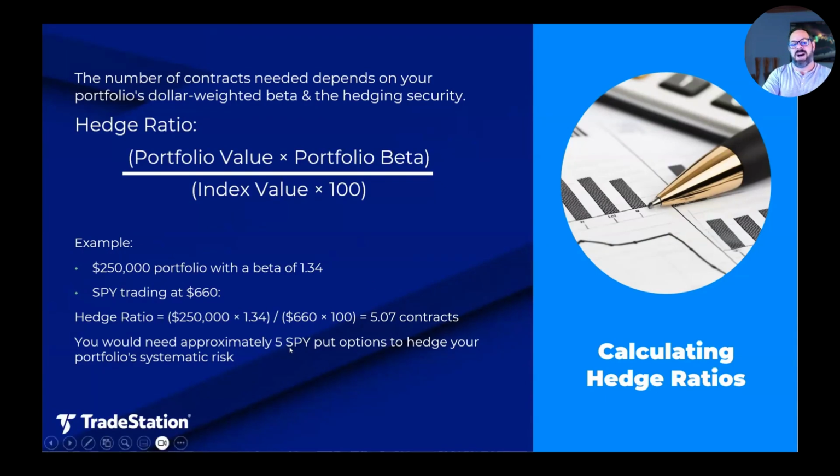So in this case, it'd be 5 SPY put options, which would represent 500 shares of SPY to hedge this portfolio's systematic risk. Now you have another thing you've got to figure out, and that's going to be which strike price to use. We're going to cover that in just a little bit as well.